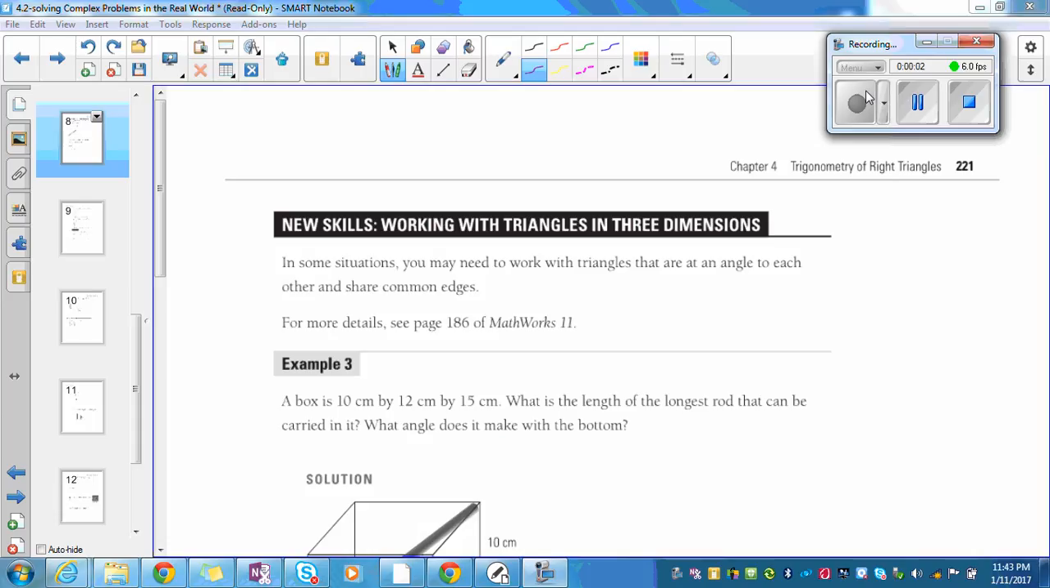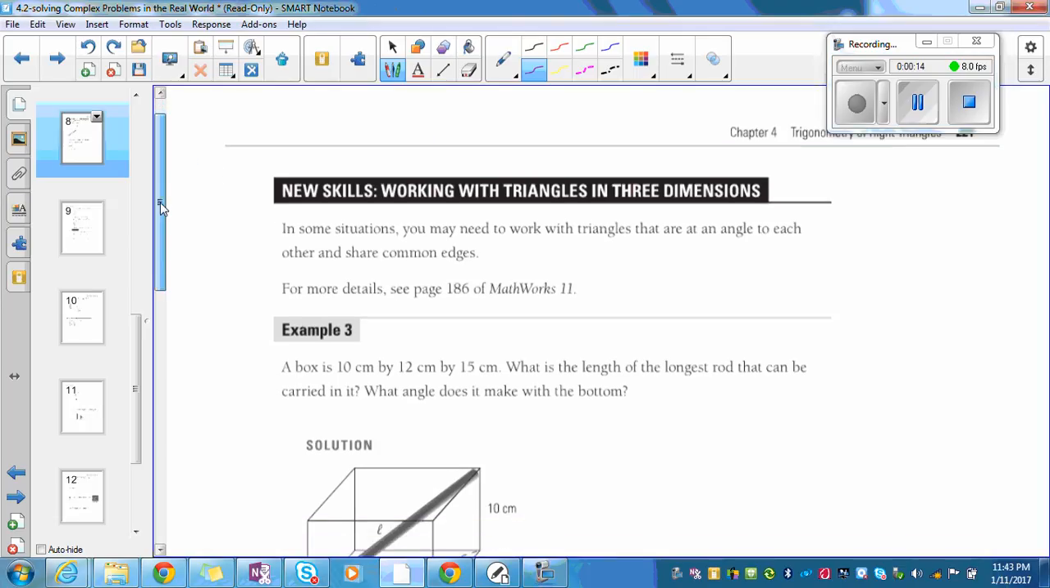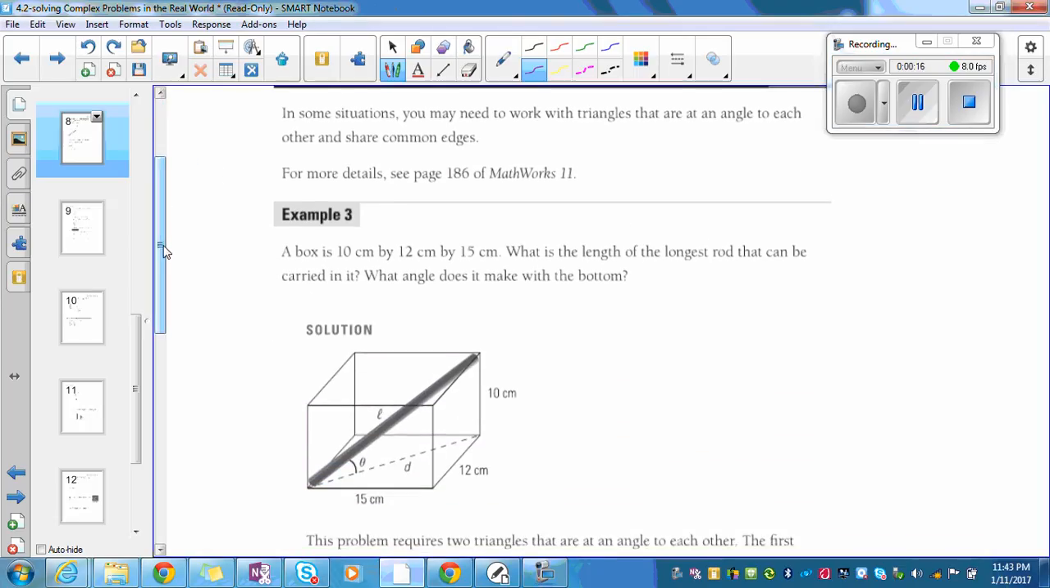So now we're looking at the last section of 4.2. It's working with triangles in 3D. Sometimes it's a little tricky to see the three-dimensional kind of pop out. Some of the easier ones are when you're drawing cubes, or if you're given trees and you're looking for shadows. It just takes some time to actually visualize it.